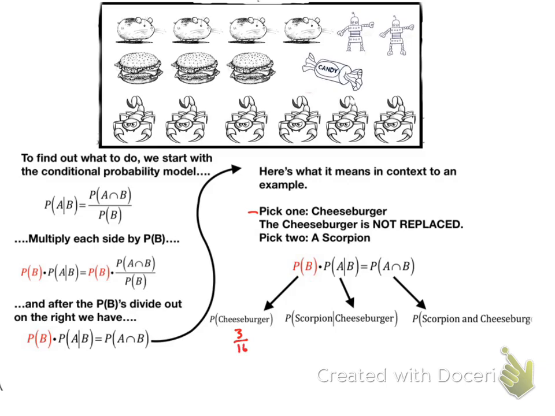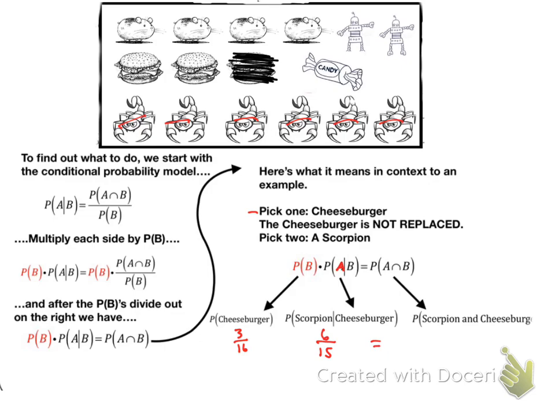Now the second person that picks, this is going to be our second person, right? Because this is telling us that B has already happened, and B was the probability of getting a cheeseburger. It's already happened. So now it's asking, what are the chances of getting a scorpion, given that someone took a cheeseburger? So we go up here, we cross out our cheeseburger. Well, what are the chances of getting a scorpion now? The chances are 1, 2, 3, 4, 5, 6 out of 15, because we didn't put that cheeseburger back in.